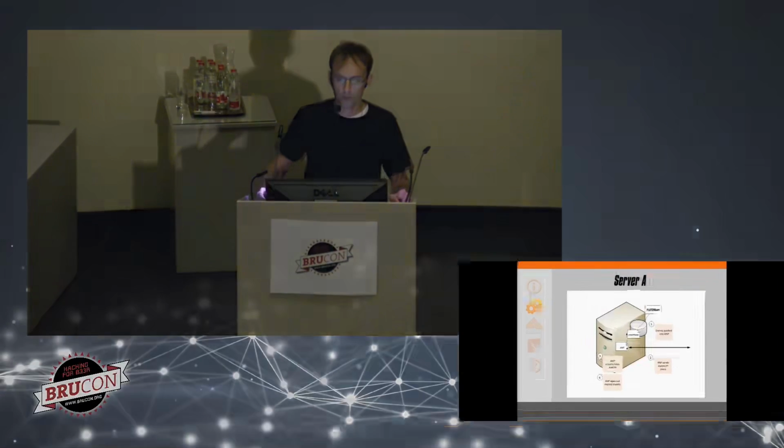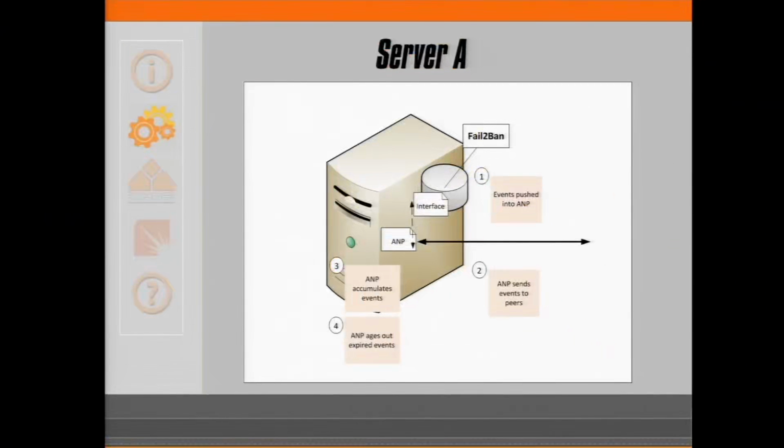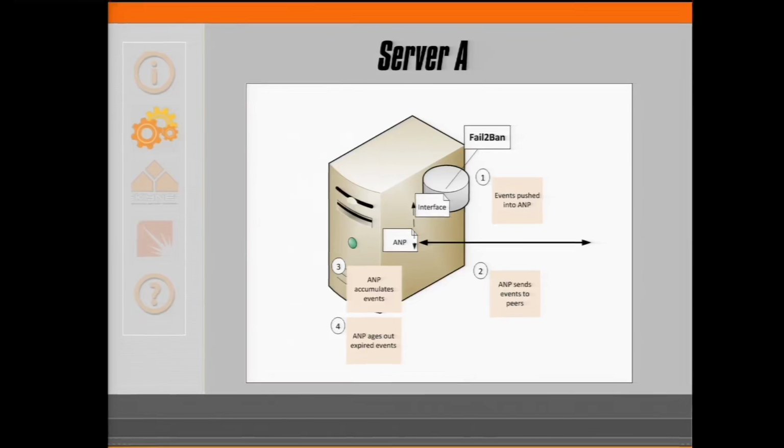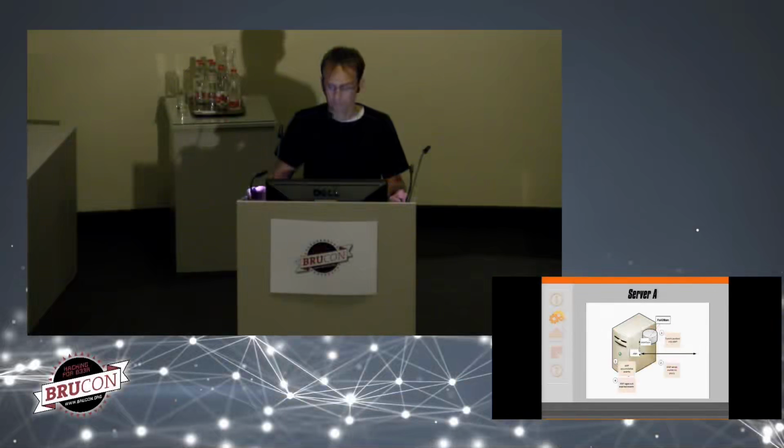Okay. So how this would work in the original scenario. Fail2ban events are pushed into AMP. AMP sends those events to peers. AMP, of course, accumulates those events, and at some point in time ages them out, right? Ages out expired events because a threat today is not necessarily a threat tomorrow.